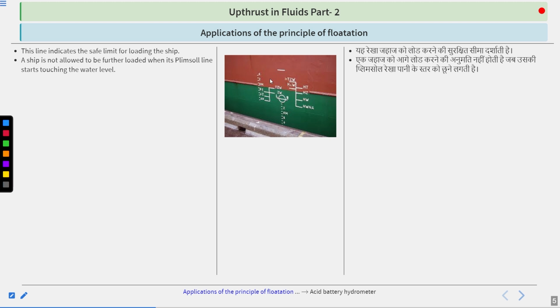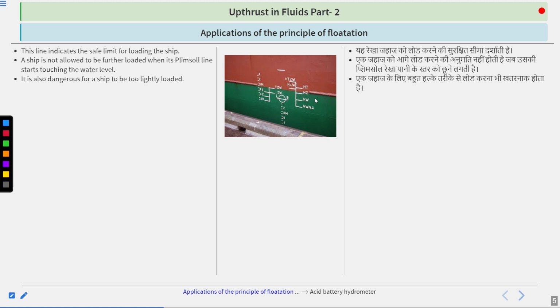When the ship is loaded, automatically the weight of the ship goes higher, right? So the water level will start increasing because the ship will get immersed in the water. And when the water level touches the highest line, it is the last point till when the ship could be loaded. If we load the ship beyond this line, what will happen? The ship will sink, because the weight of the ship will be much higher than the weight of the displaced liquid.